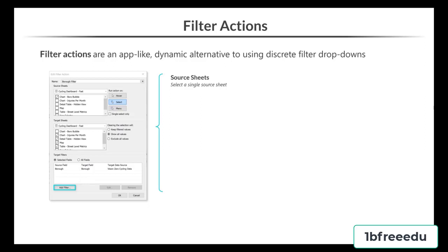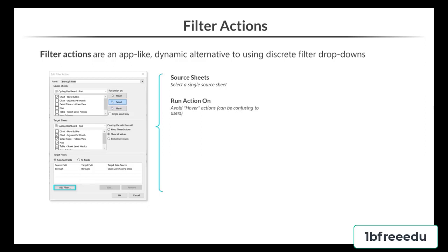First, let's look at source sheets. Source sheets represent the sheets where the action is derived. So if you click on a mark on a sheet, the action will be carried out. It's recommended that for each action, you should choose a single source sheet.